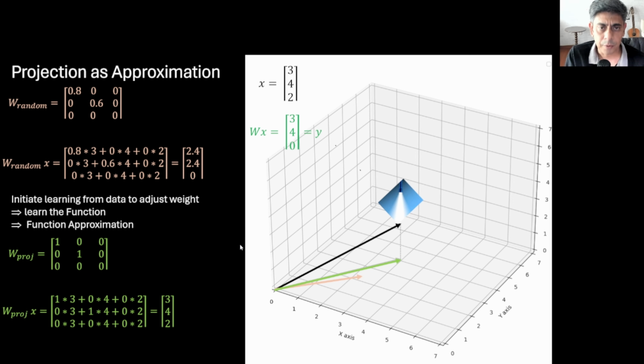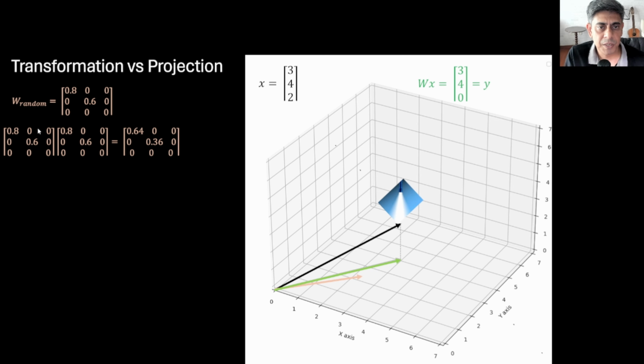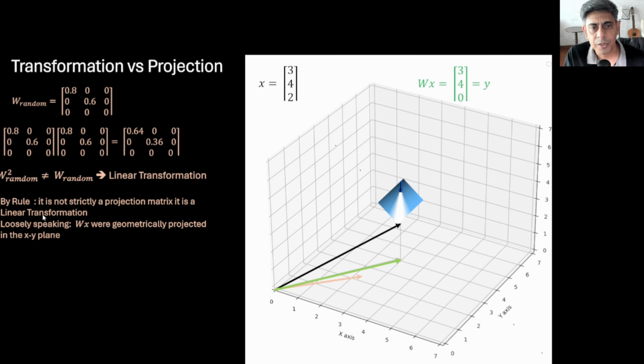Now we want to understand what is the difference between transformation and projection. If the W is not a projection matrix, or if it is not a projection, then how does it behave? If you keep on applying W on itself, if you repeat this, then it should retain the same form, same values here. In this case, this multiplication has resulted in 6, 4 and 3, 6, not 8 or 6. Therefore, it is not a true projection. It is a linear transformation in this case. But loosely speaking, this also can be thought of as a projection.